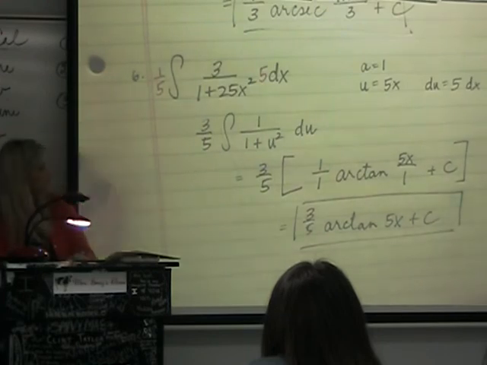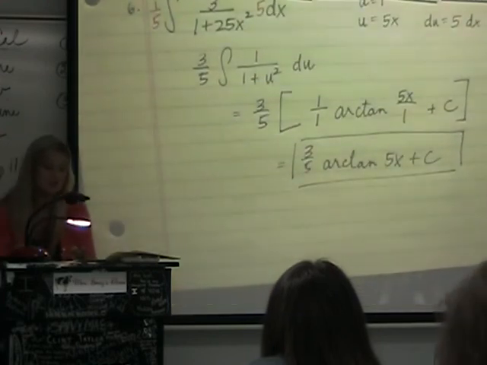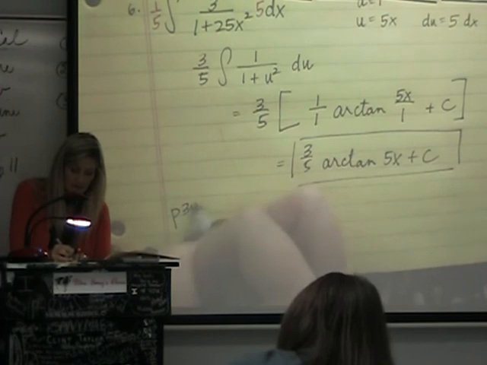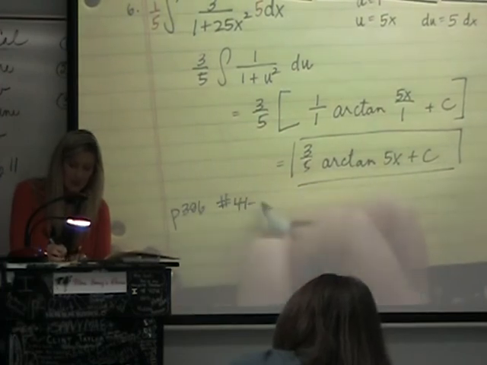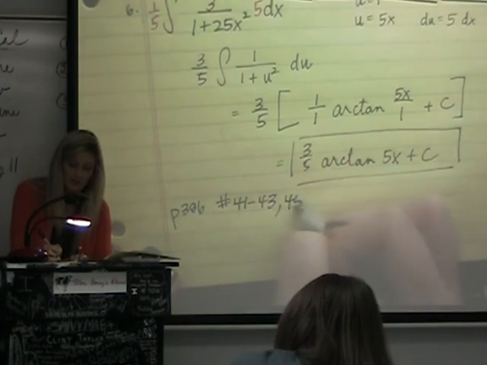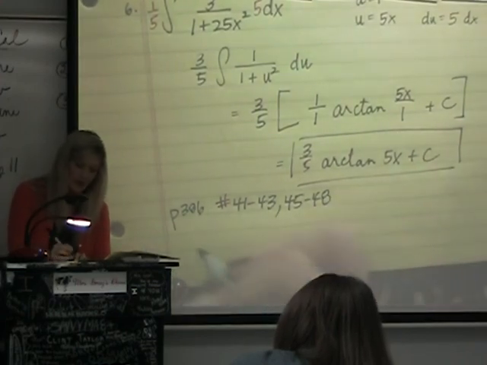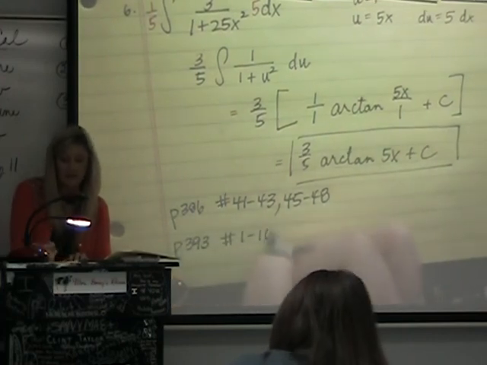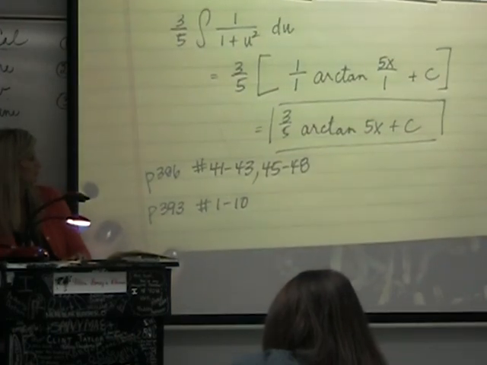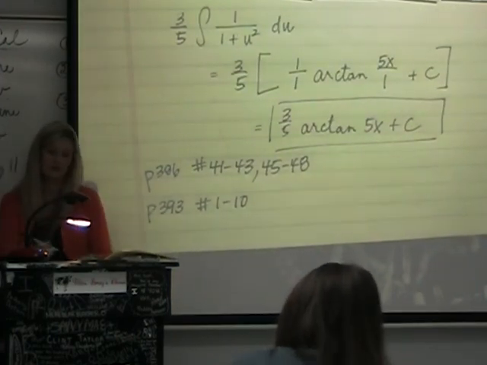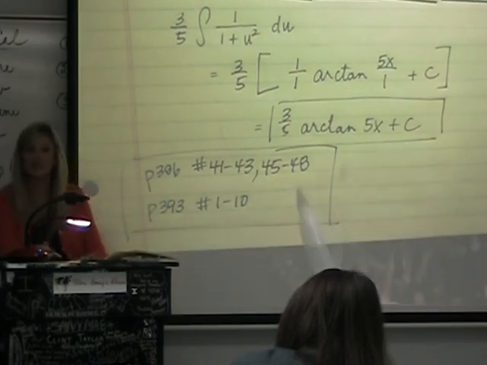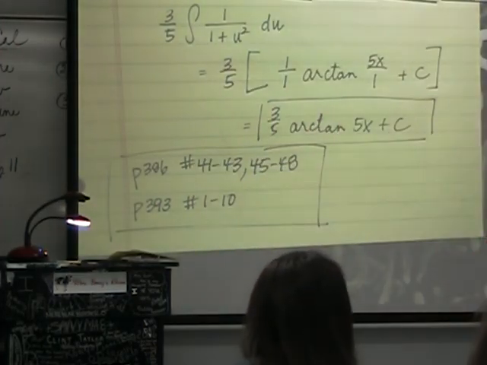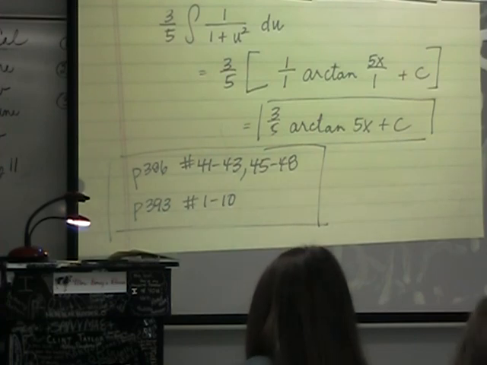So I get that. All right, here's your assignment for these two sections. On page 386, I want you to do 41 through 43 and 45 through 48. And then on page 393, I want you to do 1 through 10. So the first section is obviously derivatives of inverse trig functions, and then the second part is the antiderivatives involving inverse trig functions.